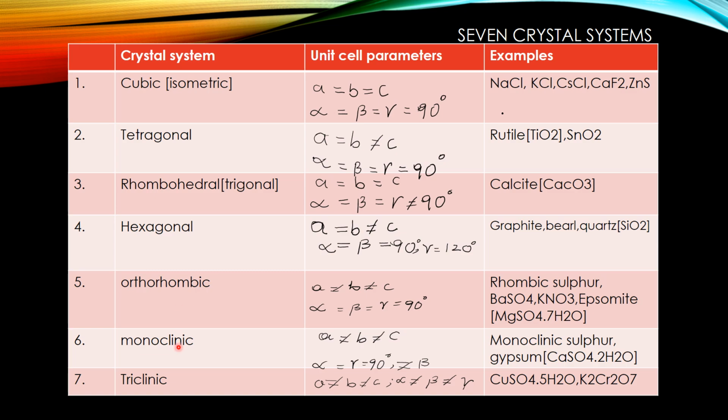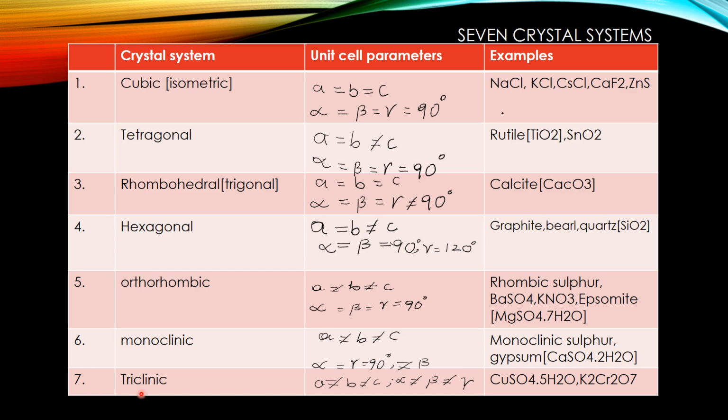And the sixth one is the monoclinic system. a not equal to b not equal to c, and alpha = gamma = 90 degrees, and beta not equal to 90 degrees. The examples for the monoclinic crystal system are monoclinic sulfur and gypsum. Gypsum is CaSO4·2H2O.